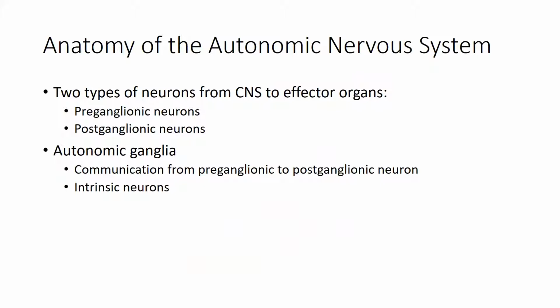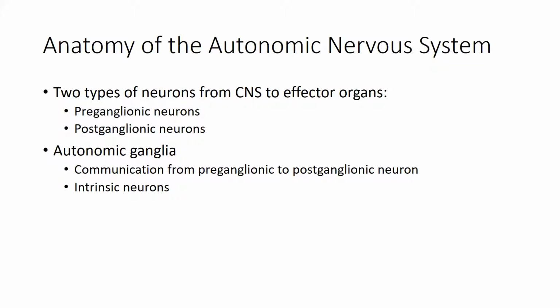Now, moving on, we have two types of neurons that go from the central nervous system out to the effector organs. We have a preganglionic neuron and a postganglionic neuron. We saw this anatomy before. Now, these two neurons are going to synapse at a ganglia where they will communicate with each other. This is called an autonomic ganglia, okay?